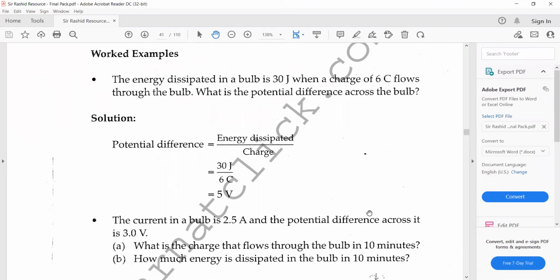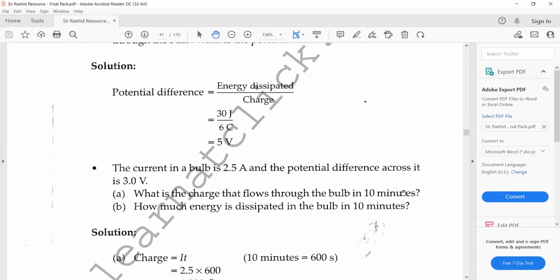There is a small example to understand this basic concept. The energy dissipated in a bulb is 30 joule when a charge of 6 coulomb flows through the bulb. What is the potential difference across the bulb? So simple, the formula is energy upon charge. Energy is given 30 joule and charge is 6 coulomb. So you will get 5 volt. This answer you can write 5 volt or you can write 5 joule per coulomb. Keep it in your mind, volt or joule per coulomb. Any one unit you can write.